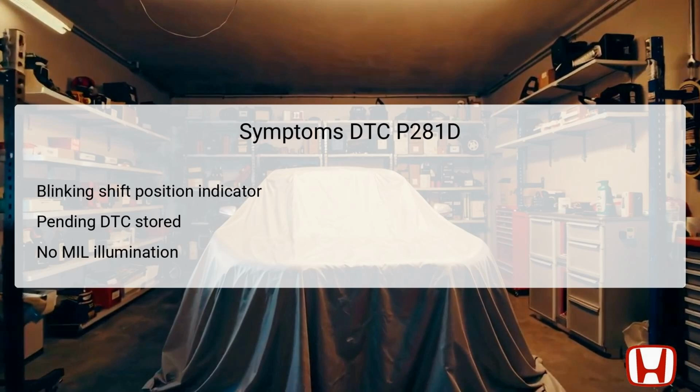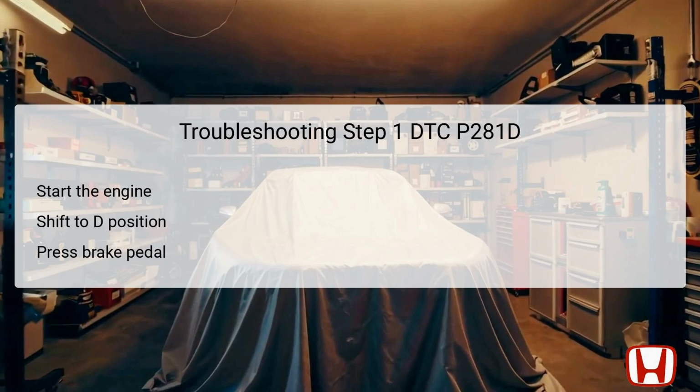However, drivers may notice abnormal shifting or performance issues that could correspond with the indicated fault, signaling a need for further investigation. The first crucial step in troubleshooting the DTC P281D is to start the engine of the Honda Civic. This ensures that the vehicle's electrical systems are active, allowing the Transmission Control Module, TCM, to perform its diagnostic checks.